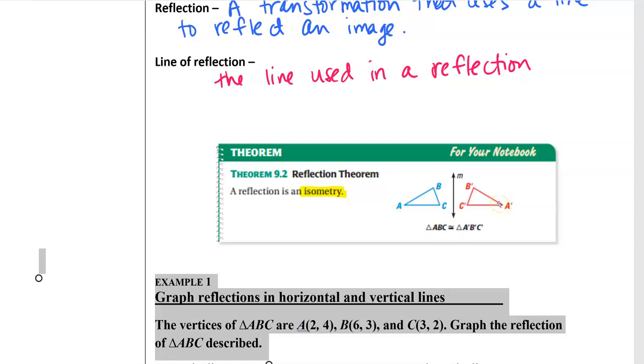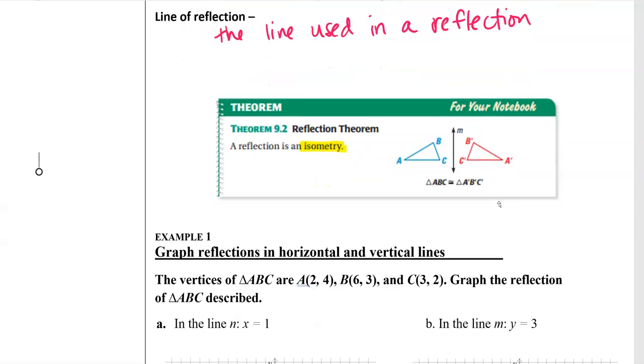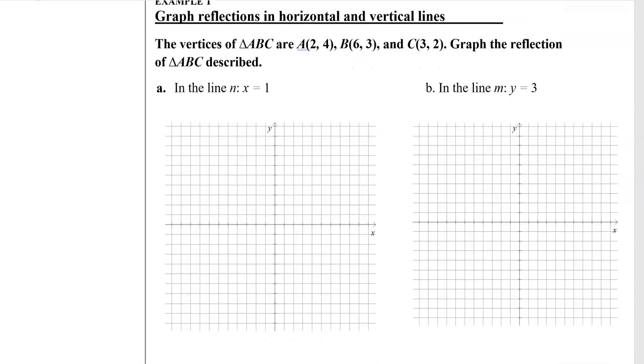We are also going to see some similar notation. Do you see how we have the primes right here? We are still going to use prime to show the image, and then we'll have a pre-image. Okay, let's take a look at these first couple.